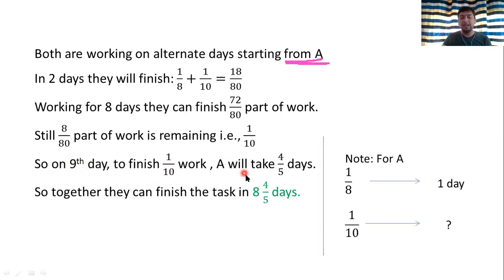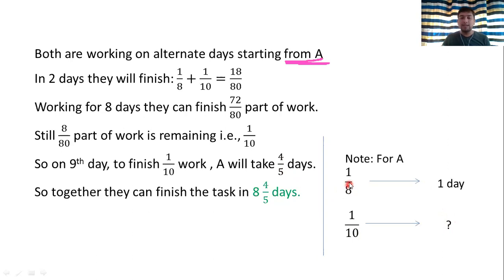So to finish 1 by 10th work on the 9th day, how many days will he take? See, what is 1 day work of A? 1 by 8. That means to complete 1/8 part of work, A takes 1 day. So to complete 1/10 part of work, how much time will he take? If you do the cross multiplication, you get 1 by 10 divided by 1 by 8. So it will be 4 by 5 days.